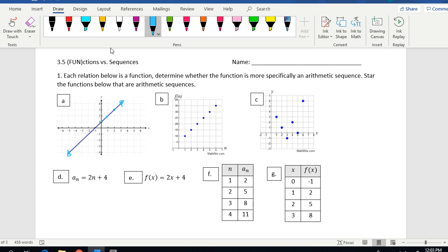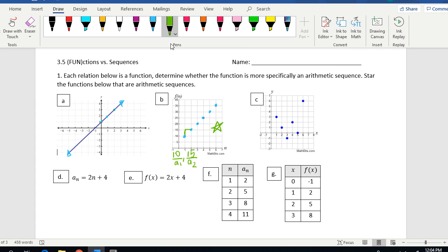Looking at letter B, in the first part, I see that we have a discrete graph. I also see that I could create a sequence. A sub 1, where my x is 1 and my y is 10, so my term number is 1 and my term is 10. And in spot 2, where x is 2, that would be a sub 2, my y value would be 15. So I could create an arithmetic sequence based off this.